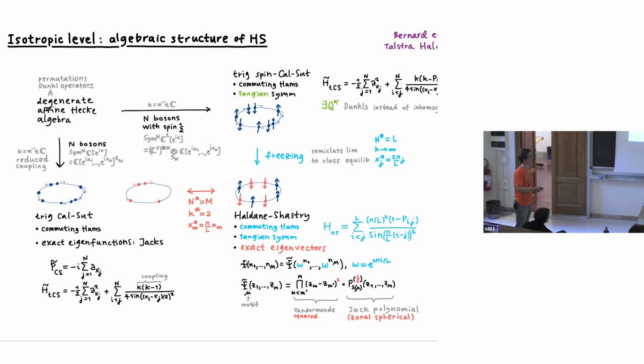In a tiny bit more detail, I actually don't really want to go. So here's the trigonometric Calogero-Sutherland Hamiltonian. Here's the spin version. There's just this one here that is replaced by a permutation. The rest doesn't matter.